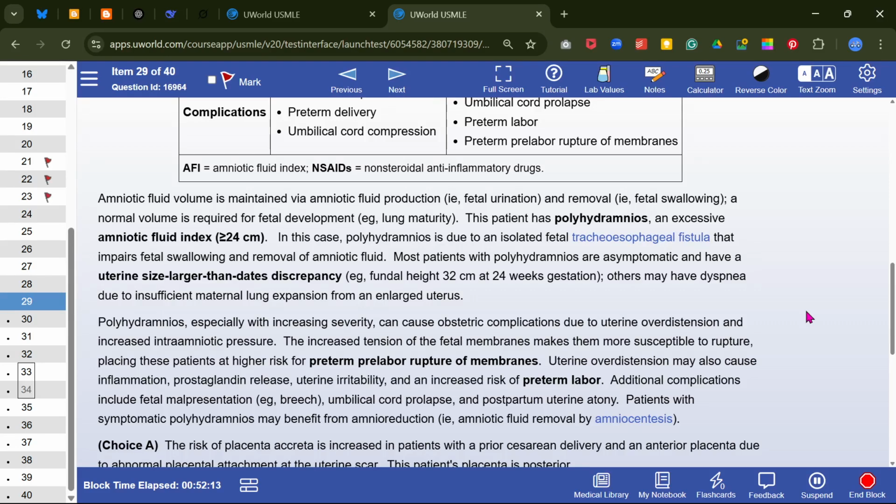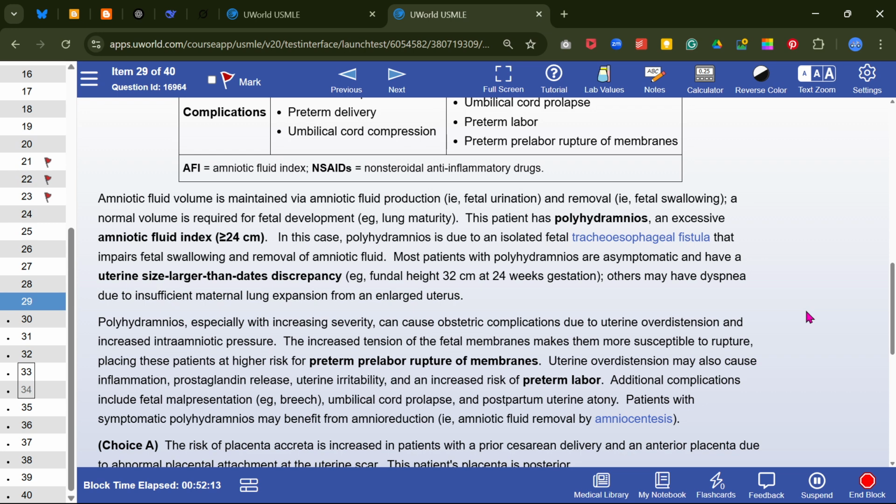Polyhydramnios, especially with increasing severity, can cause obstetric complications due to uterine overdistension and increased intra-amniotic pressure. The increased tension of the fetal membrane makes them more susceptible to rupture, placing these patients at high risk for preterm prelabor rupture of the membranes.